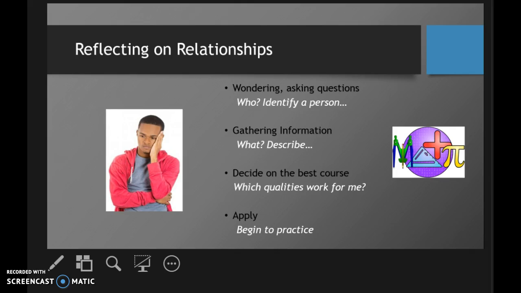And finally is the apply. So how can you apply what experiences you had with this person and put them into practice? What situations? How can you grow as a learner? What are you going to actually do going forward? Not just be nice to everybody, but how? And I want you to think about that.